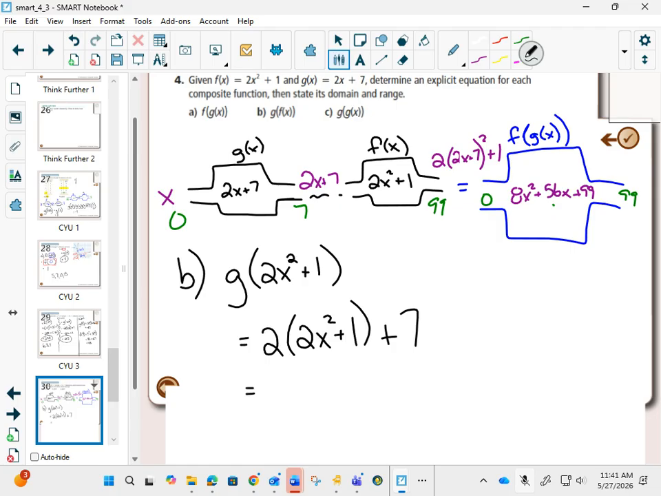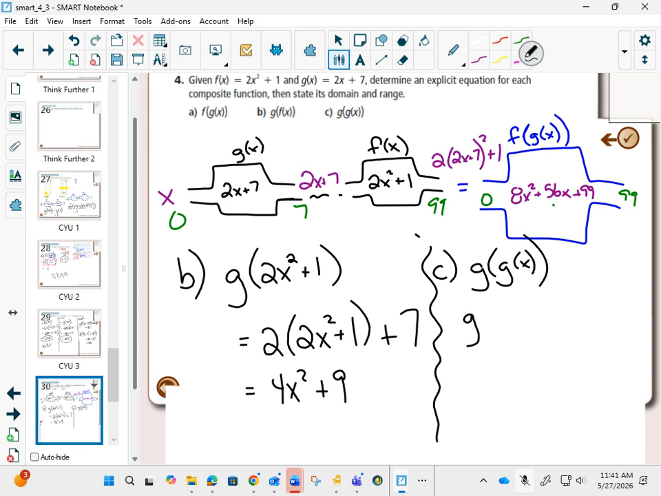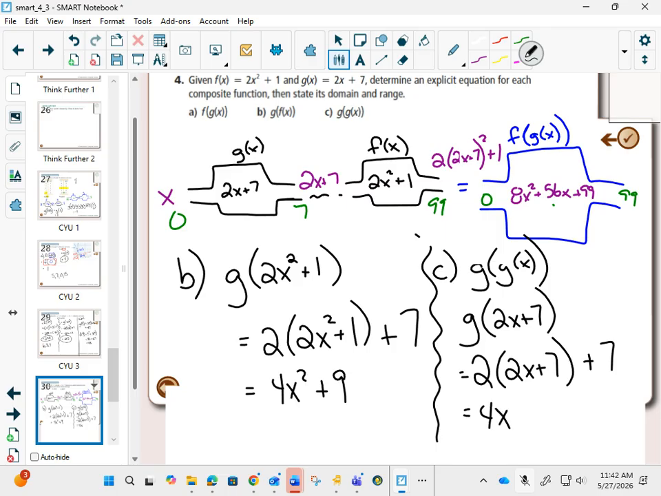And if I multiply this out and distribute, I'll get 4x squared plus 2 plus 7 will be plus 9. I got enough room to do C here. C says do g of g of x. Well, g of x was 2x plus 7. And if I plug 2x plus 7 into g, g says you double whatever you put in, so I'll double the 2x plus 7 and then add 7. 4x plus 14 plus 7 is 4x plus 21.